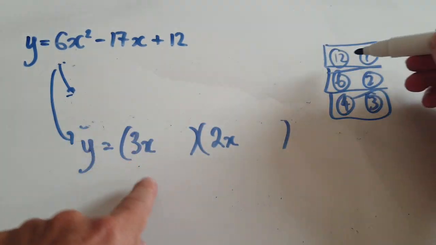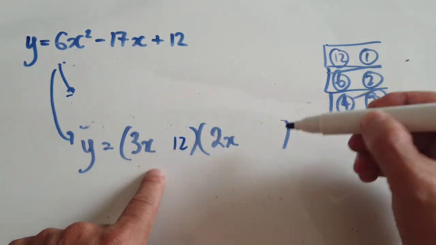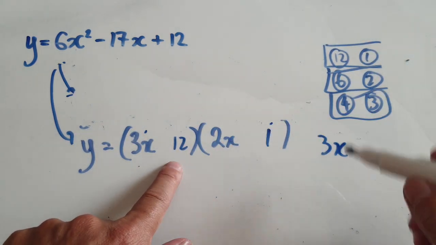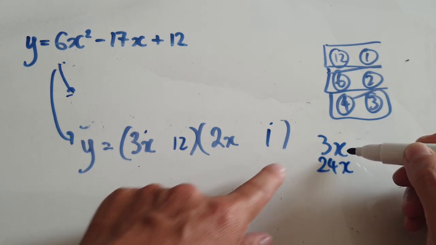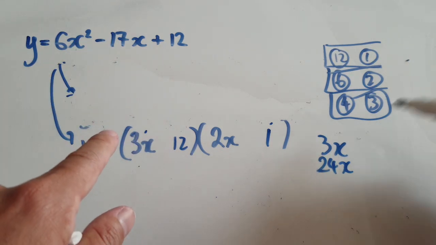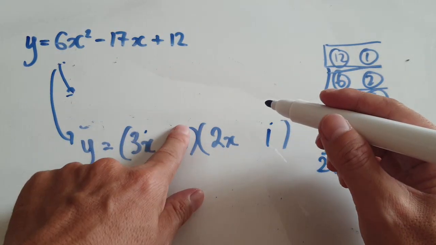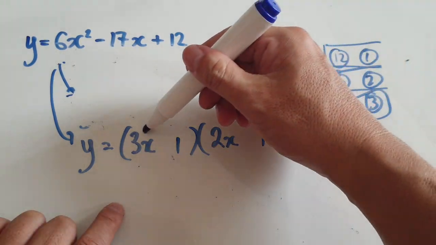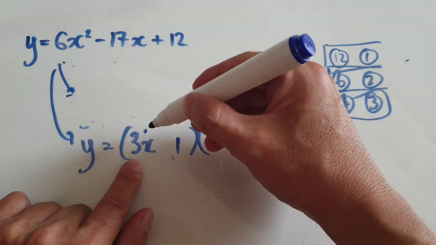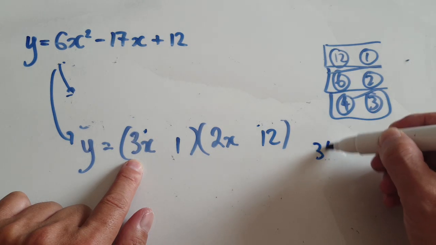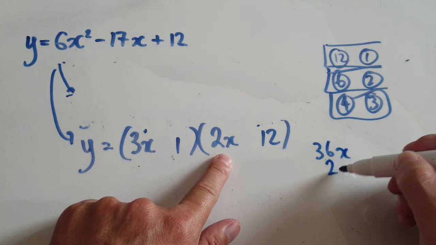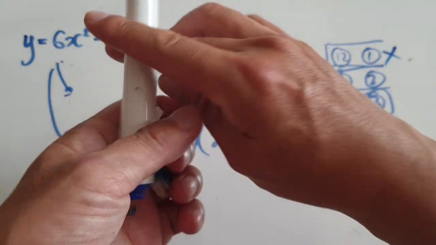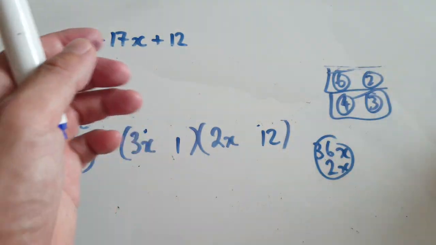So let's start again. 12 and a 1. This times this will give us 3x. This times this will give us 24x. No way can you create 17. Oh, we've got to switch them around. Now it's a 1 and a 12. This times this would give us 36x. This times this would give us 2x. No way can you create 17. So this one here is totally useless. So get rid of that.